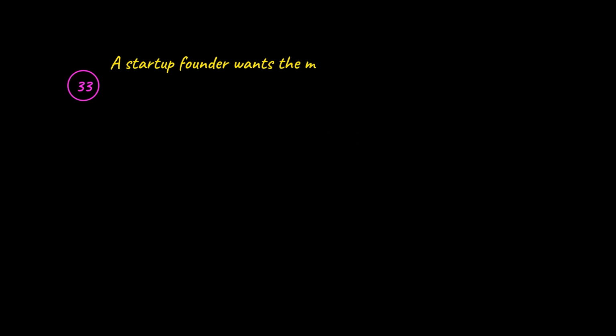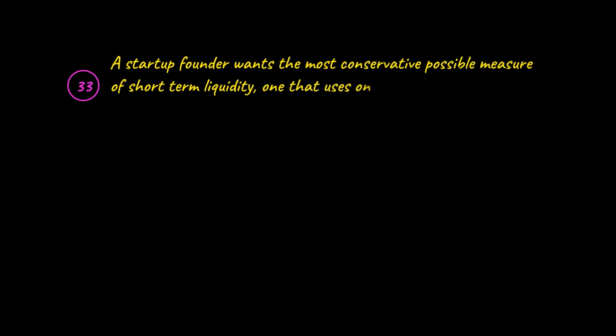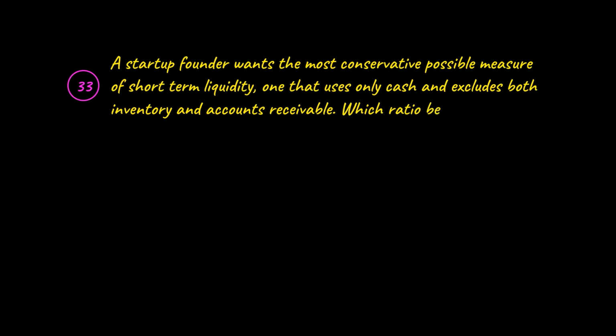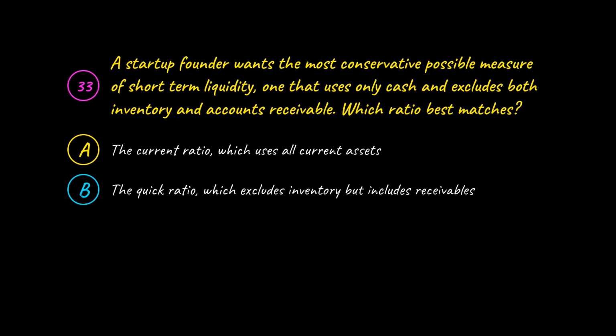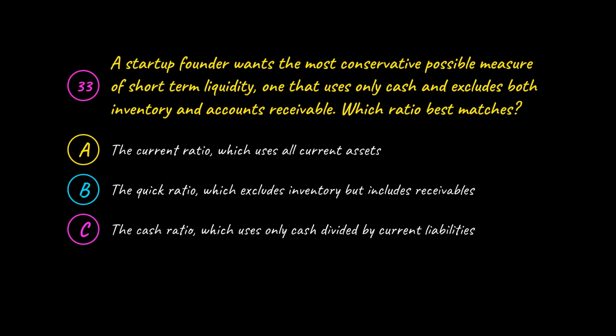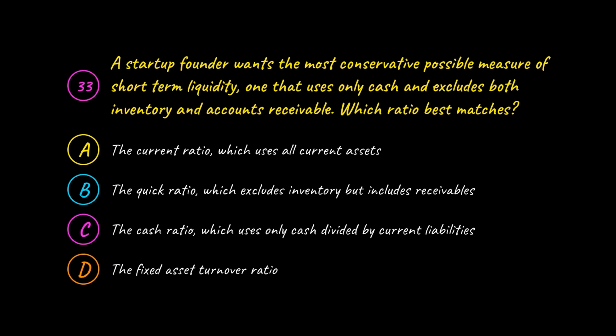Question 33. A startup founder wants the most conservative possible measure of short-term liquidity, one that uses only cash and excludes both inventory and accounts receivable. Which ratio best matches? Your options are A. The current ratio, which uses all current assets. B. The quick ratio, which excludes inventory but includes receivables. C. The cash ratio, which uses only cash divided by current liabilities. D. The fixed asset turnover ratio. Which one is it? Pause the video if you need more time.